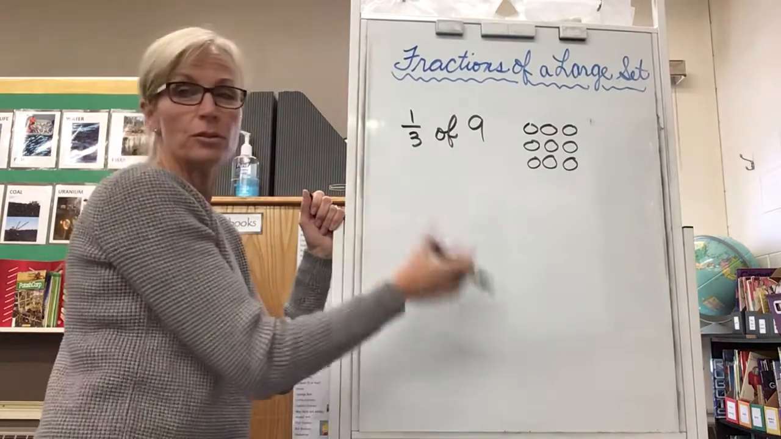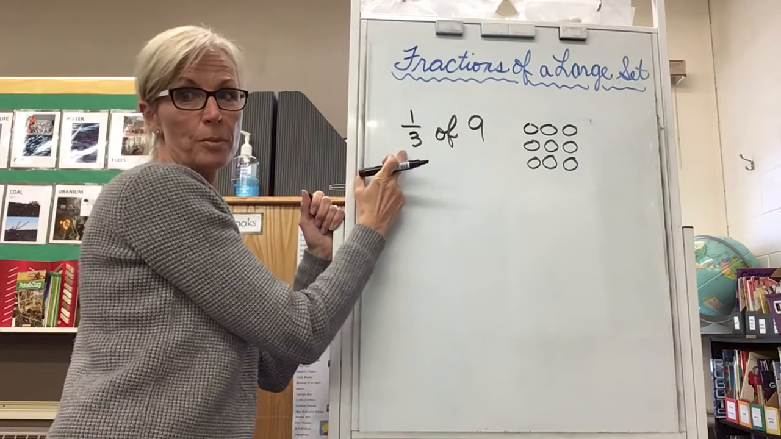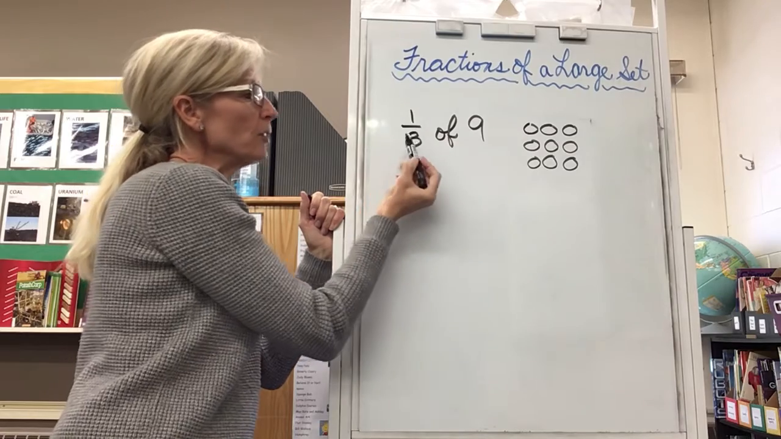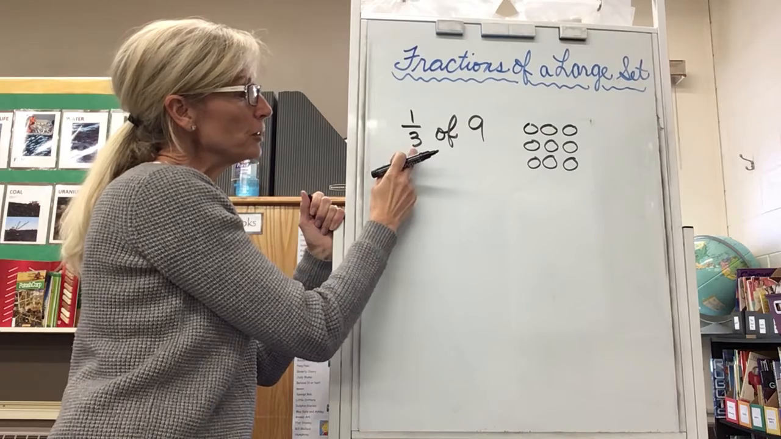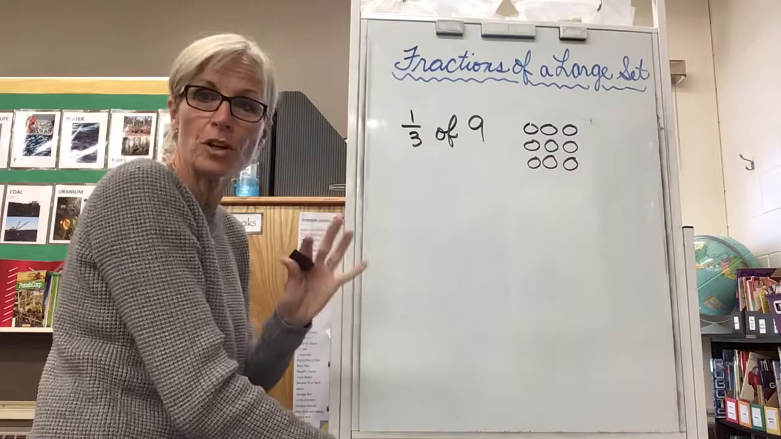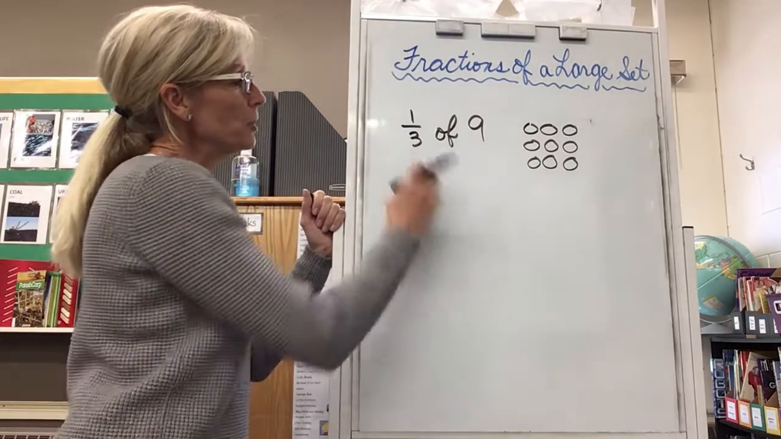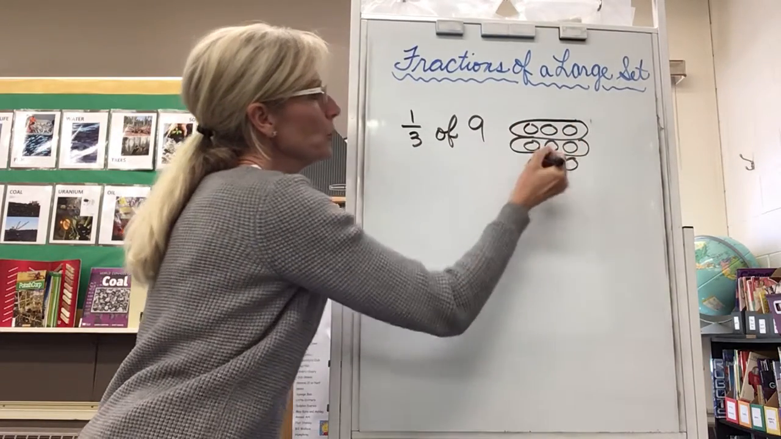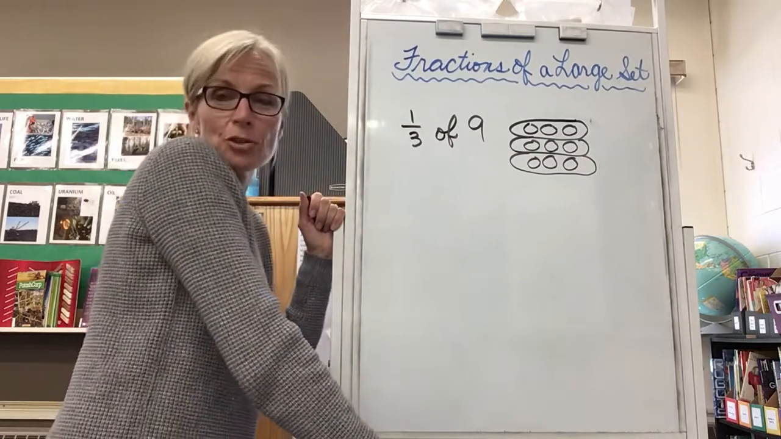So what you have to do is take those objects and put them into groups of your denominator. 1/3 means 1 out of 3 groups. You need 3 groups of cookies. So if you have 3 groups and you've got a total of 9 cookies, how many will be in each group? And this is where you're going to be very happy that you know your multiplication and your division. If you put them into 3 groups, 1 group, 2 groups, 3 equal groups, how many cookies will be in each group?